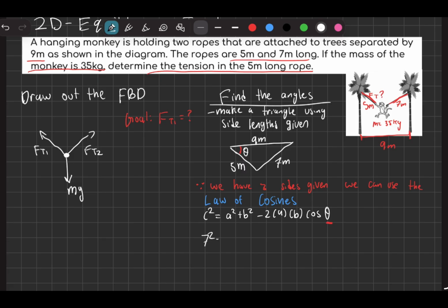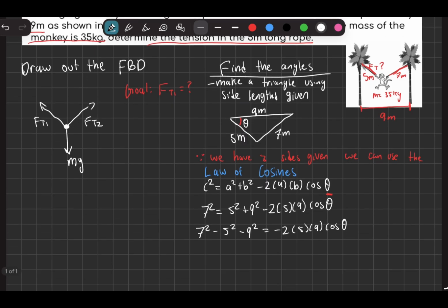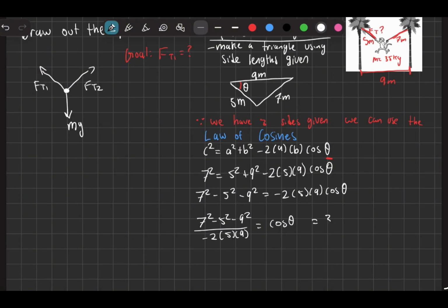Now we plug in our values where C is 7 meters, A is 5 meters, B is 9 meters, and we continue the formula. Now we can rearrange this formula so that we get a value equals cosine theta. Once we have this, we can do the inverse of cosine of the value on the other side of the equation equals theta. So in this case, when we plug in the cos inverse of 19 over 30 in our calculators, we get a result of 50.7 degrees for theta.